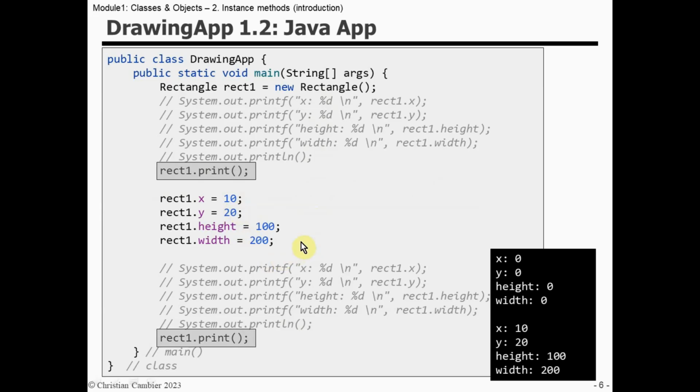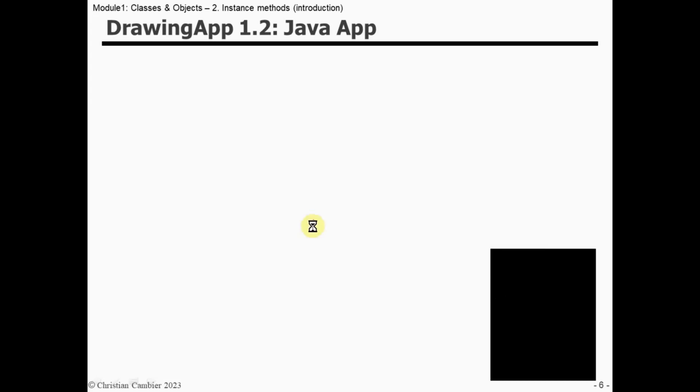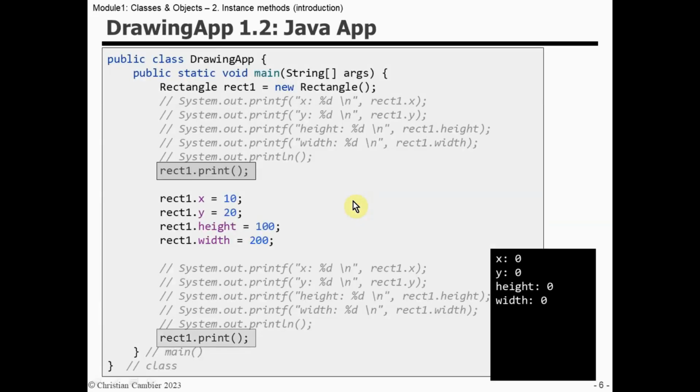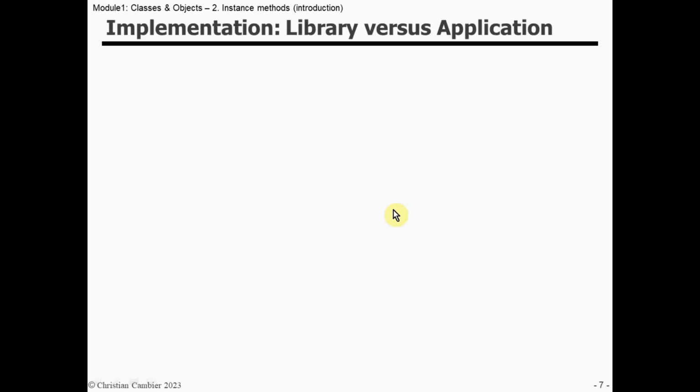Now, although this version will work, we have to pay attention to the following problem. The library class rectangle is printing to the console. If I just go back a second, we see that the print statement prints to the console. System.out represents a standard output device, the console in our case, and it prints out to the console. Now, a library class printing to a console is actually a bad practice. Why is this a bad practice?